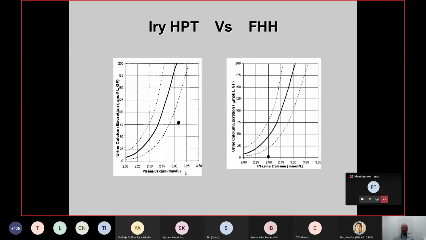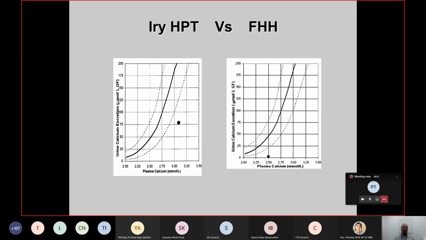Again, another graph which shows you the relationship between plasma calcium and calcium excretion in FHH, where the urine calcium excretion is extremely low, whereas in primary hyperparathyroidism, it's lower than expected, but not as extremely low as in FHH. And generally, serum calcium is higher in primary hyperparathyroidism than in FHH. FHH is usually associated with a mild hypercalcemia, with the PTH either slightly raised or in the upper half of the normal range.